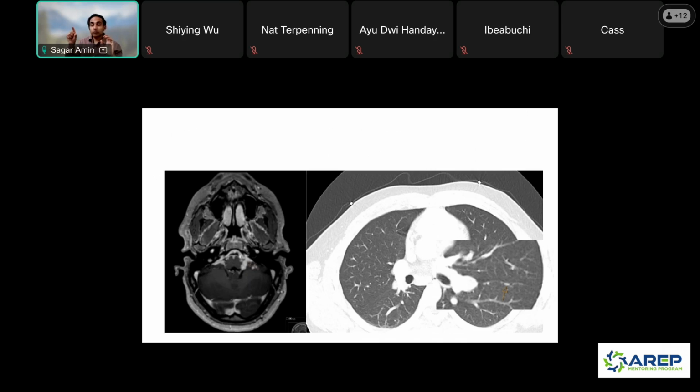So I think combining these two findings, you can really narrow that differential and come up with the specific diagnosis that you all came up with. All right, good. Any questions on that one? All right, we'll go to the next case.